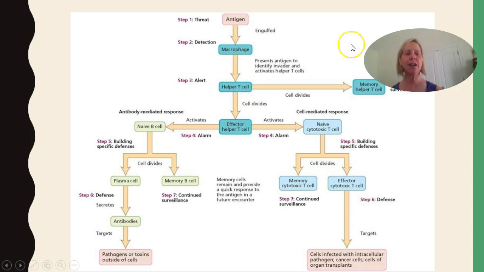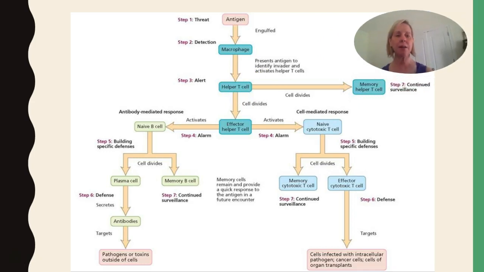The helper T cell is then going to be able to divide and make many copies of itself. And as it divides, it's going to form memory helper T cells that stay in your body. The other thing that it does is it's going to divide and become what we call an effector helper T cell. It's activated and it's able to respond and start this whole cascade of immune response. When it is an effector helper T cell, it can activate both B cells and cytotoxic T cells. Those were those killer T cells.